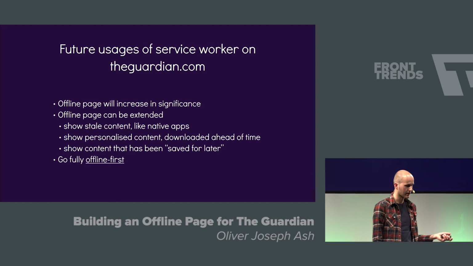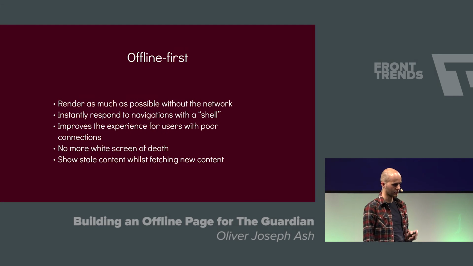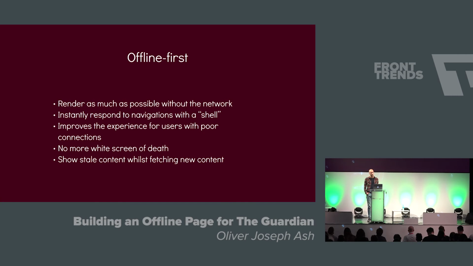We know what you've read recently, so we could download personalized content ahead of time. So when you're on the tube to work, you read the 10 articles that we think you might like. We also have a save for later feature, which we could use for the user to say, I want to read this offline. But there's also something called offline first, which is something we could explore. And I just briefly want to demonstrate what that might look like. So the idea of offline first is that you should render as much as you can without the network.